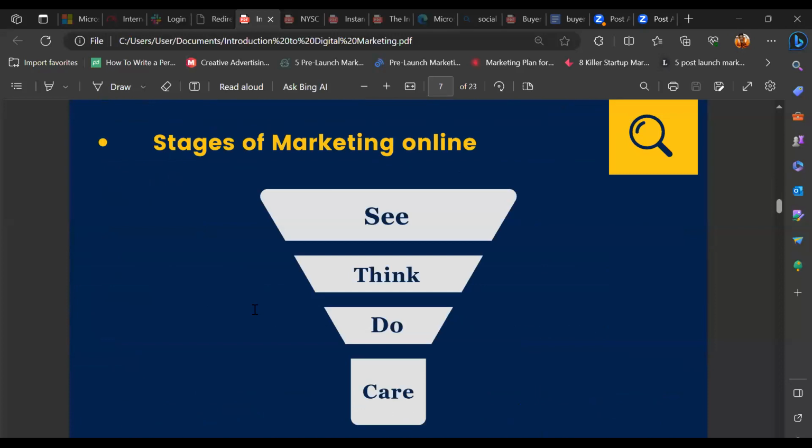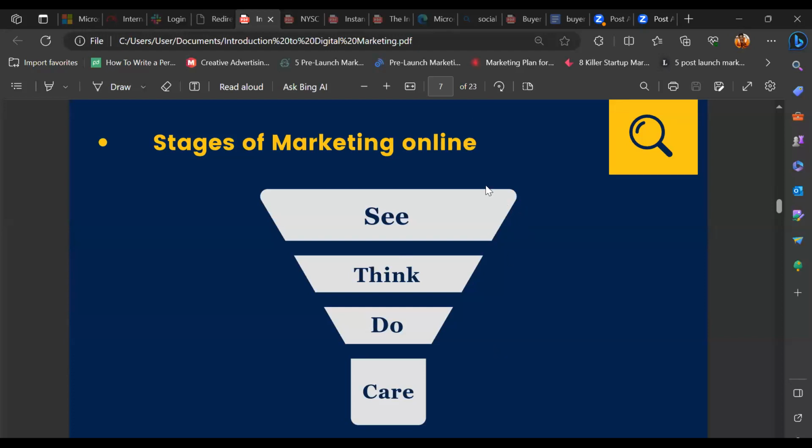The stages of marketing online. Sure, we can say this, right? We have the see stage. We have the think stage. You see how it's a funnel. If you look at it, it's a funnel, so it is coming from up to down. We have what we call a marketing funnel. This is more like it, right? But this is in a different perspective.